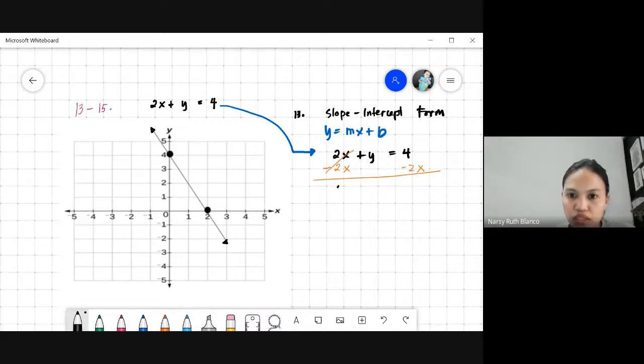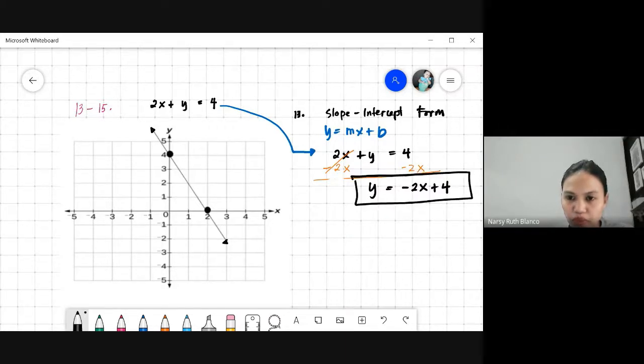So, what remains here is 0. Just copy y. First copy negative 2x, and then copy plus 4. So, this is now in slope-intercept form. Just look for that form in the choices. It is equivalent to this one, because this one is in standard form.